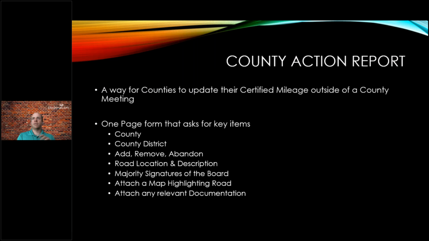If we're outside of a county meeting process with a particular county, we still needed a way for the counties to send us updated information at any time. So the way we do that is what's called a county action report. It's a simple one-page form that they fill out. They're telling us, hey, we've changed this road, or we've adopted a new road for maintenance, or we've abandoned this road, we've given it back to a property owner. So we can keep that stuff updated as quickly as possible.